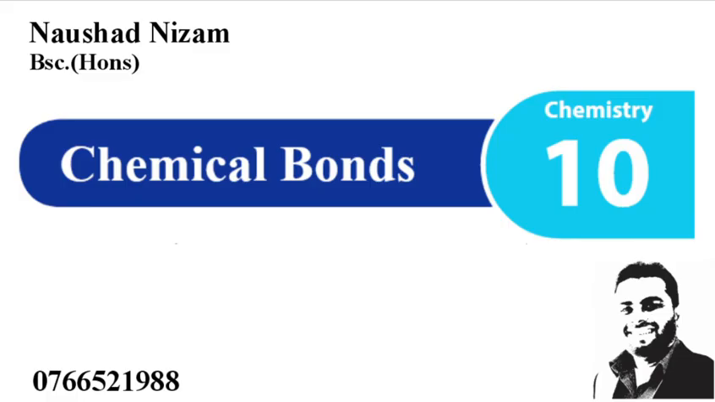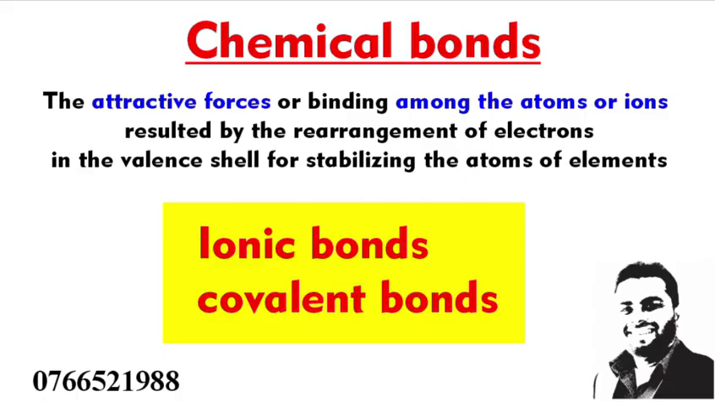Hello students. Today we are going to discuss chemical bonds. Chemical bonds, unit number 10 in grade 10. So I am going to summarize this lesson. So we'll see what chemical bonds are.